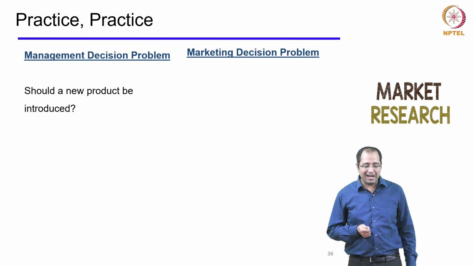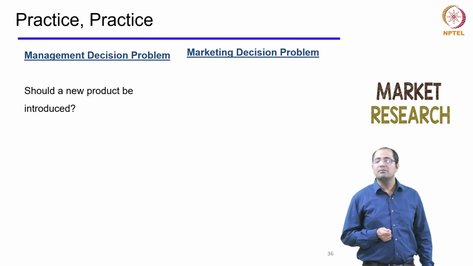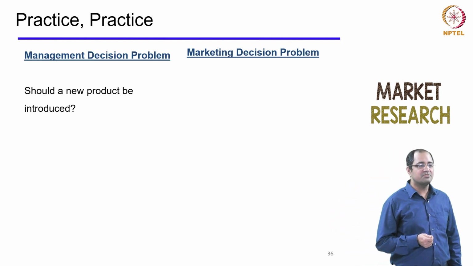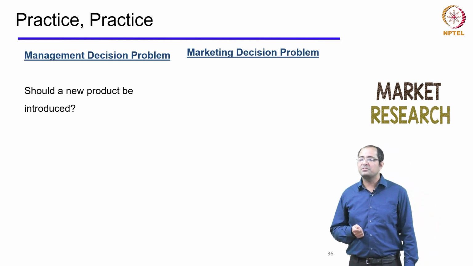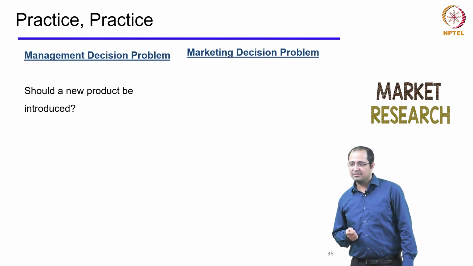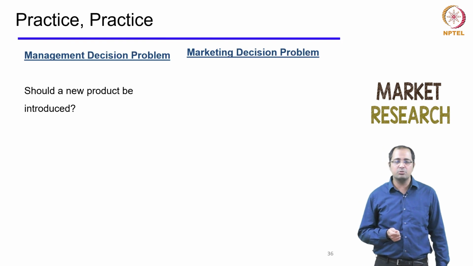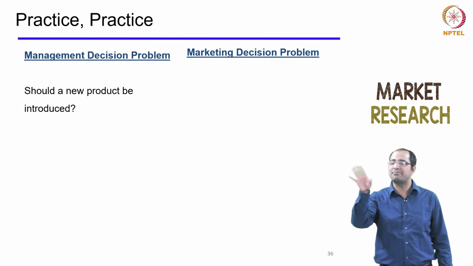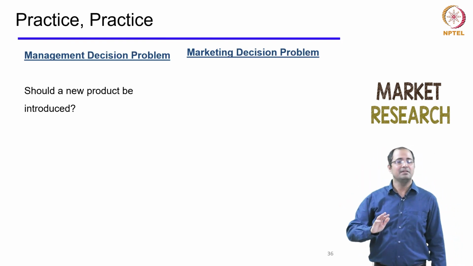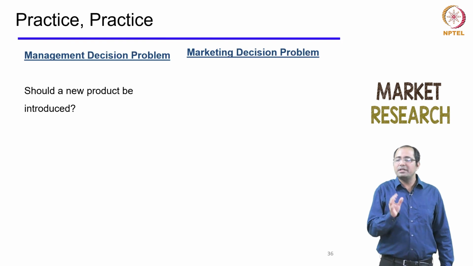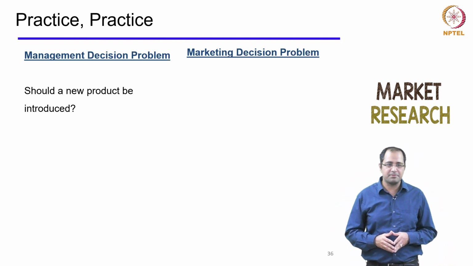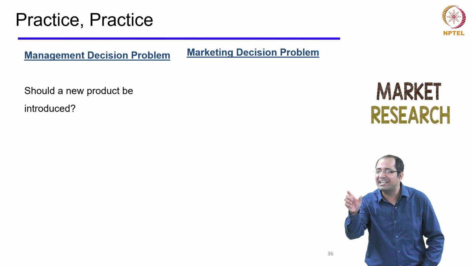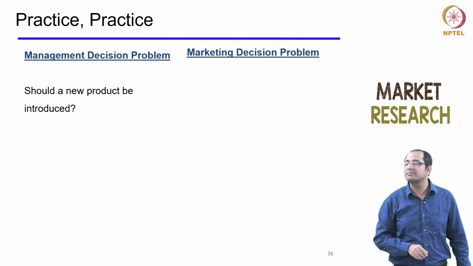Now these are some management decision problems written on the left, or these are more opportunities. Should a new product be introduced? Here there is no problem, so the 4 steps might not be required, but one could still do some bit of those 4 steps here also. But here you need not identify any probable cause.